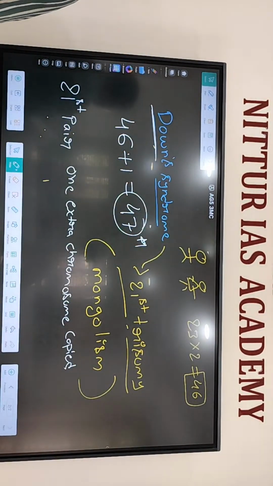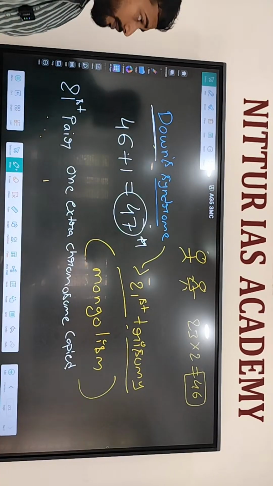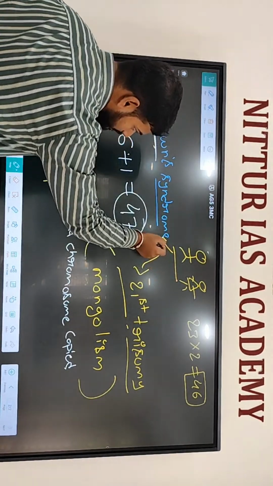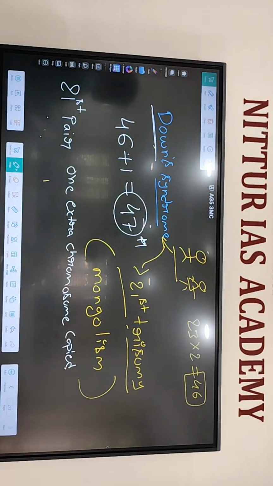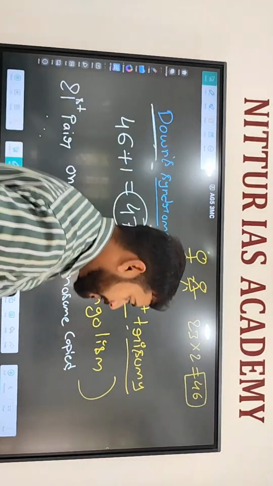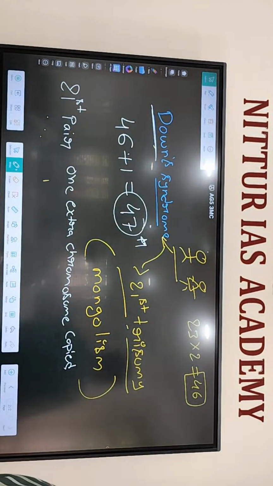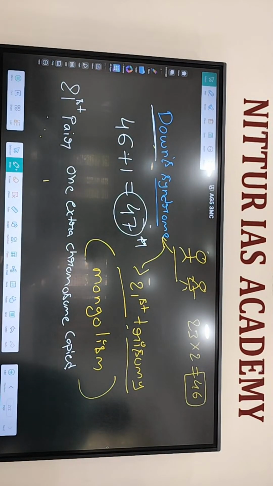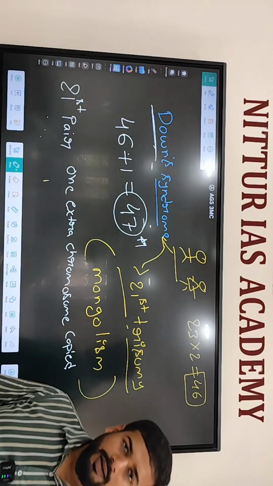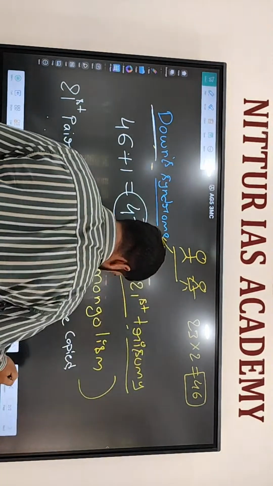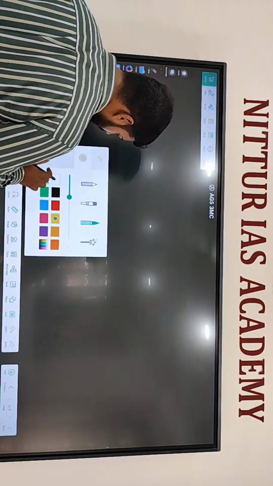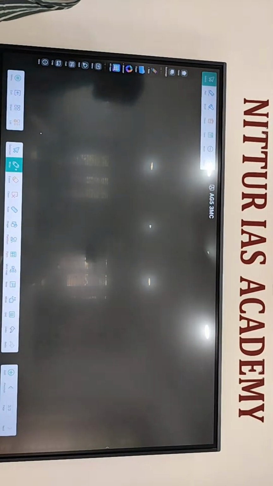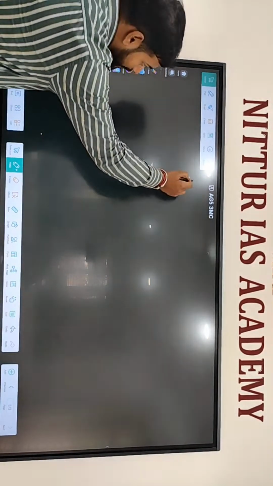Down's syndrome, also called Mongolism, affects both male and female. It is a genetic, hereditary disease. This cannot be cured even with gene therapy. There is no cure. Even if you spend crores and crores of rupees, this cannot be cured. That was Down syndrome.